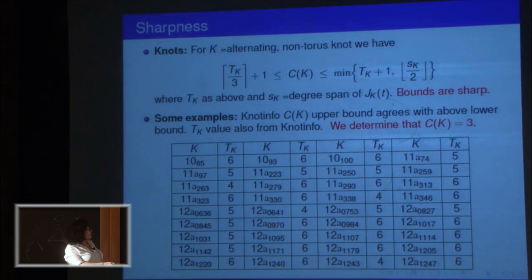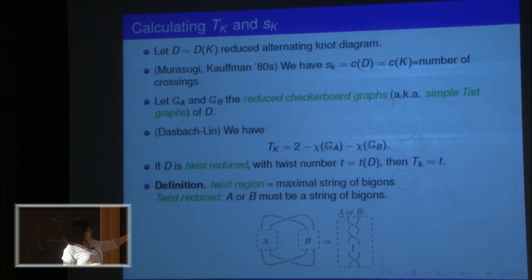So what you do is you can do this from any alternating projection. You take the checkerboard graphs, and you just look at the Euler characteristics. You reduce them first, so every time you've got a pair of edges between the same pair of vertices, you remove one, so you take the simple graph, and this is enough to give you the bit of the Jones polynomial that you need.